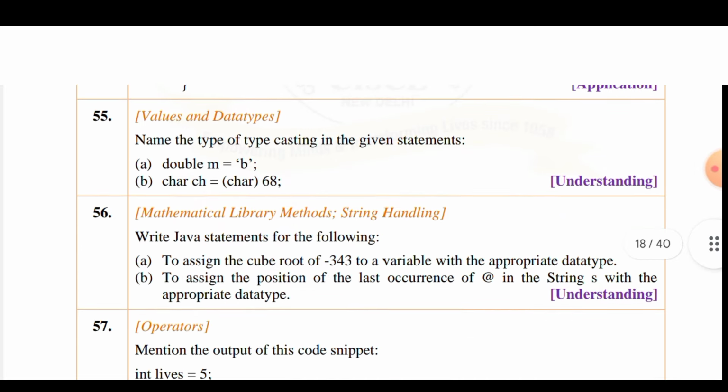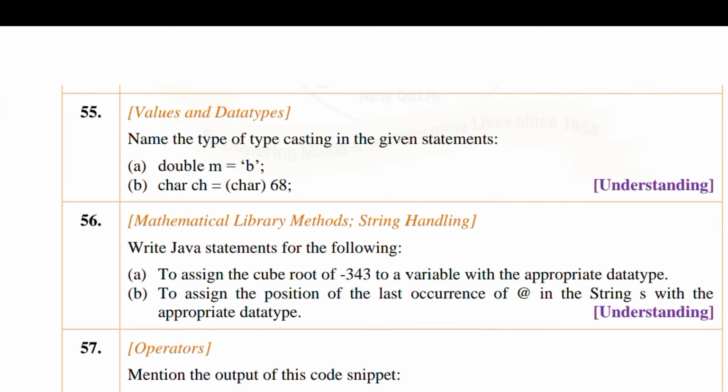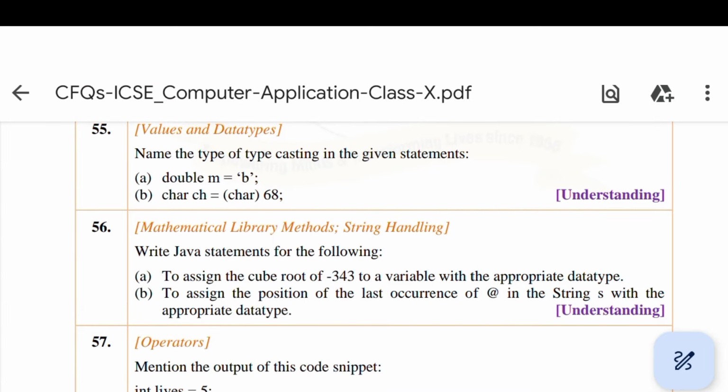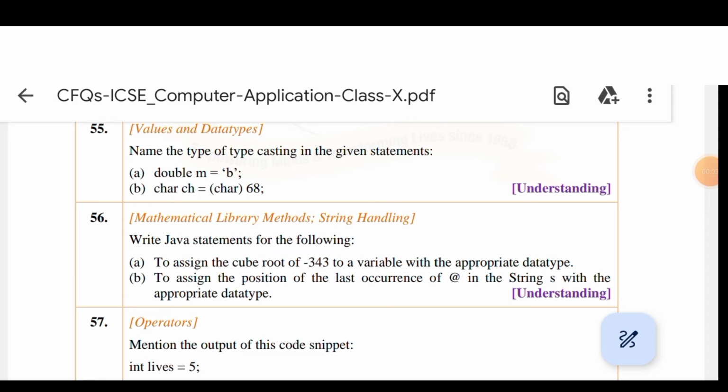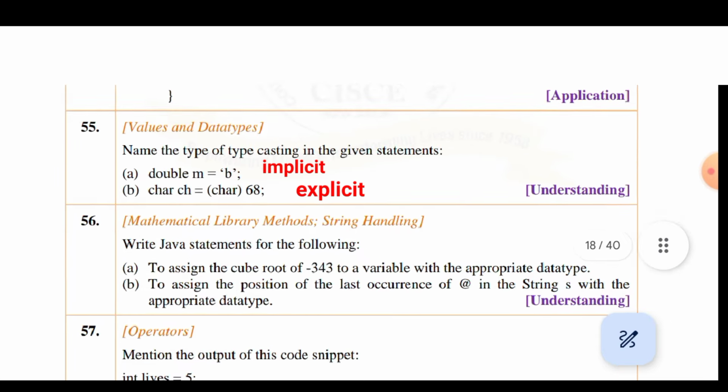Now let's go to question number 55. Name the type of typecasting given in the statement, whether it is implicit or explicit. See, in the first one, when you store a character into double, that is not going to create a problem for us. It can be easily done because the target type is larger than the source type. So the first one is implicit.